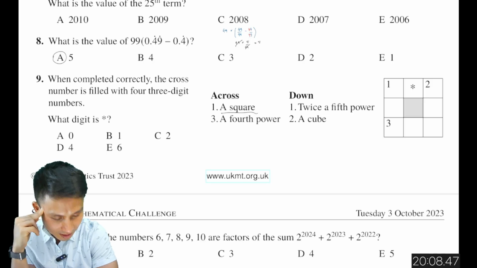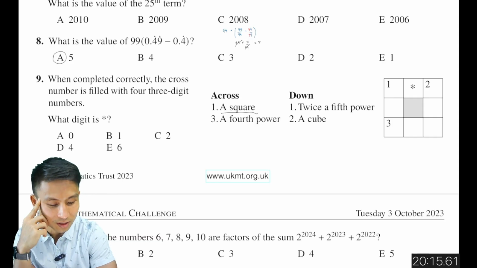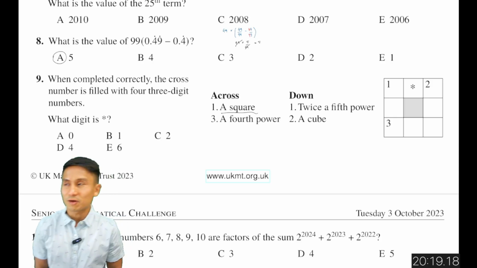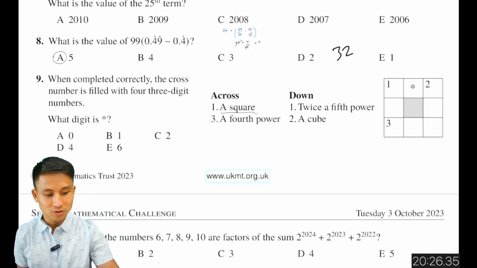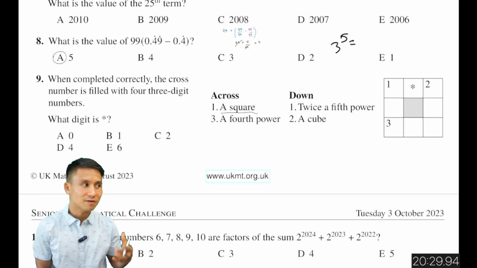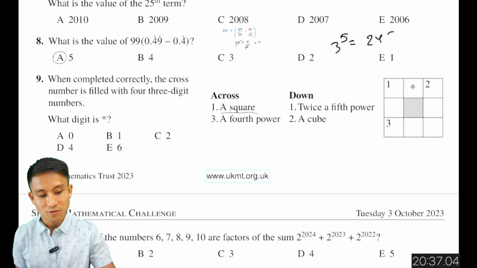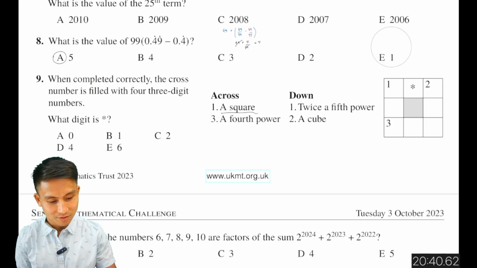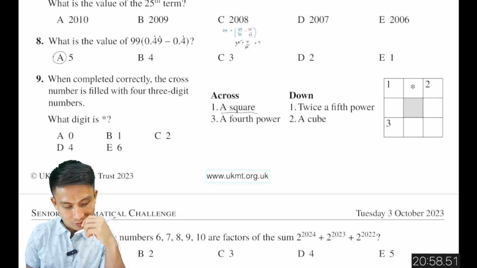Okay, let's look at the other ones first. Down, twice a 5th power. A 5th power is something to the power of 5. So 1 to the power of 5 is 1. 2 to the power of 5 is 32, and twice that is 64. Let's do 3 to the power of 5. That's 81 times 3, so 243, right? And we have to do twice. So that's probably not it. Wait, hang on.